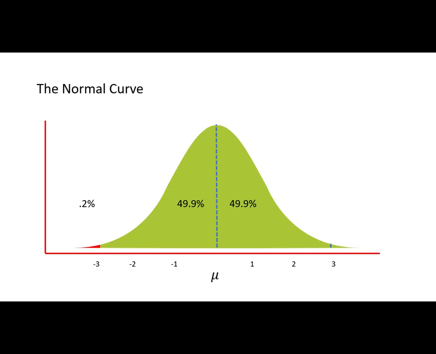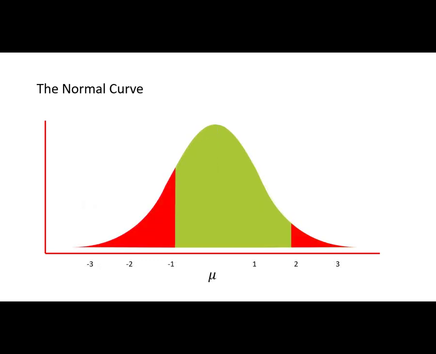Let's take a look now at a somewhat more difficult problem. Knowing what you know so far, can you compute the percentage of scores that are greater than 1 standard deviation below the mean and less than 2 standard deviations above the mean? This would be the area in here.